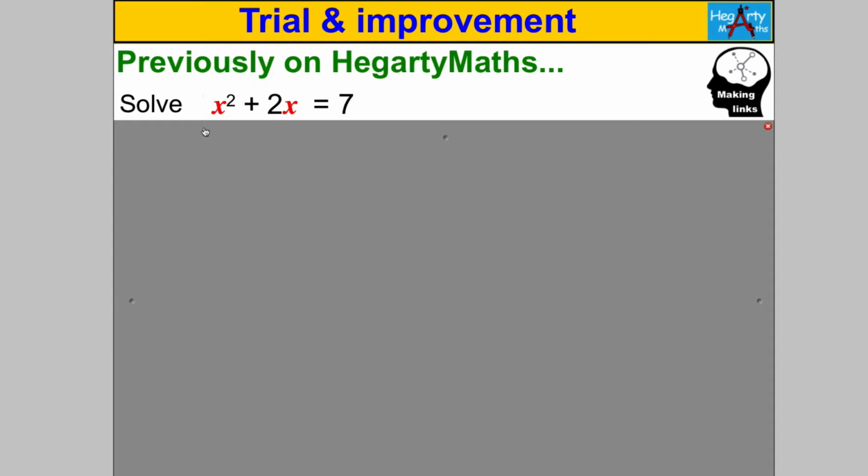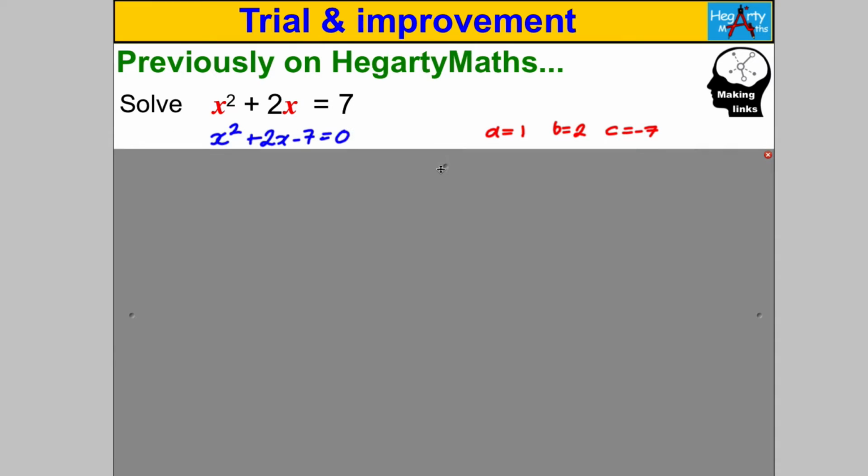I'd look at that and go, power of x squared is a quadratic. To solve a quadratic, I must make one side equal to 0. So I'm going to subtract 7 off both sides and get the following. I'll try as hard as I can to factorize something like that, thinking of two numbers that multiply to negative 7 and add to 2, but I wouldn't be able to because there aren't two whole numbers that do that.